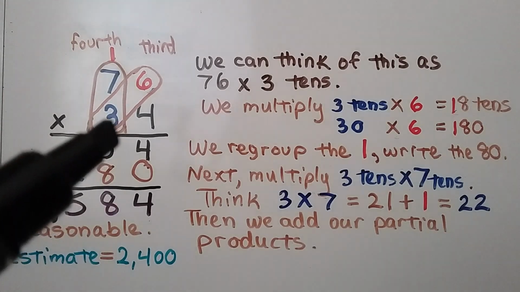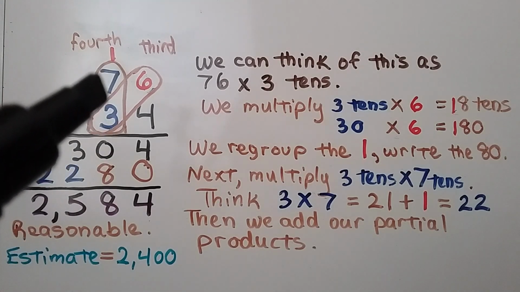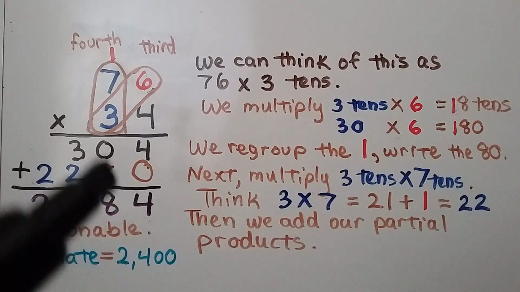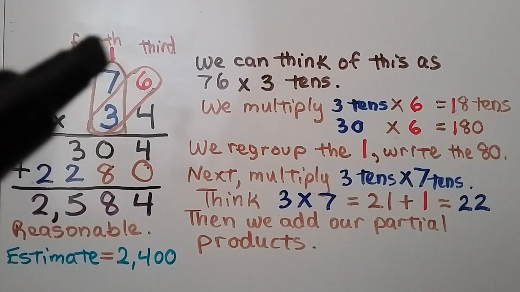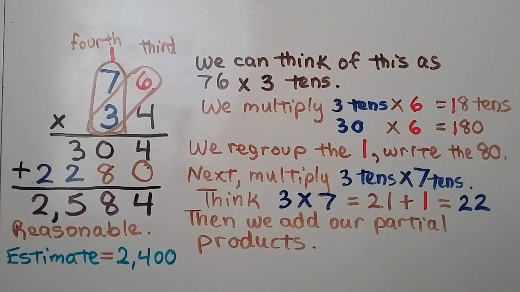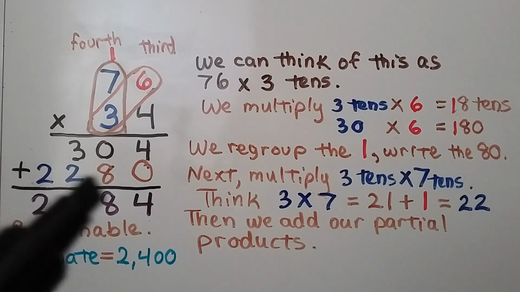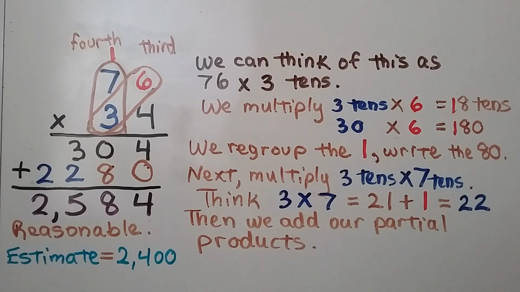Now we multiply 3 tens times 7 tens. We can think 3 times 7 is 21, plus 1 more 10 is 22 tens. And we write that here. Then we add our partial products. We have 4 plus 0 is 4, 0 plus 8 is 8, 3 plus 2 is 5. We drop down the 2. We have 2,584. Our estimate was 2,400, so it's a reasonable answer.